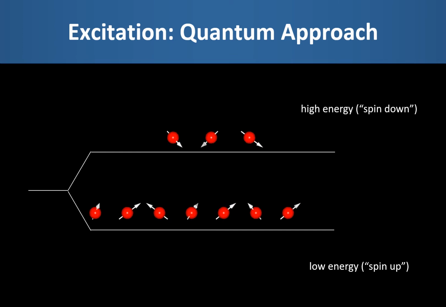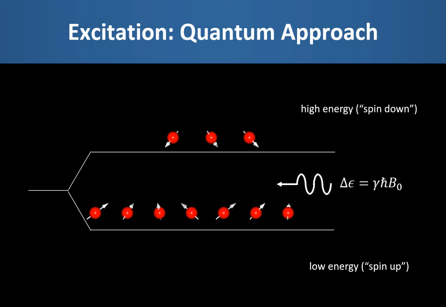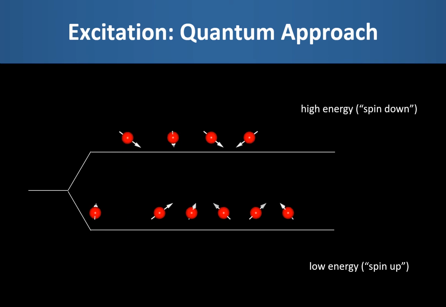Here we can look at essentially the quantum approach to excitation, whereby we can consider that the RF pulse, with its frequency equal to gamma times B0, creates a photon of energy equal to omega naught times the reduced Planck's constant, and that will have the effect of promoting a spin from the low energy or spin up state to the high energy spin down state. And we can essentially think of a 90-degree pulse as promoting sufficient numbers of these protons so that we can equalize the populations in the high energy and low energy states.